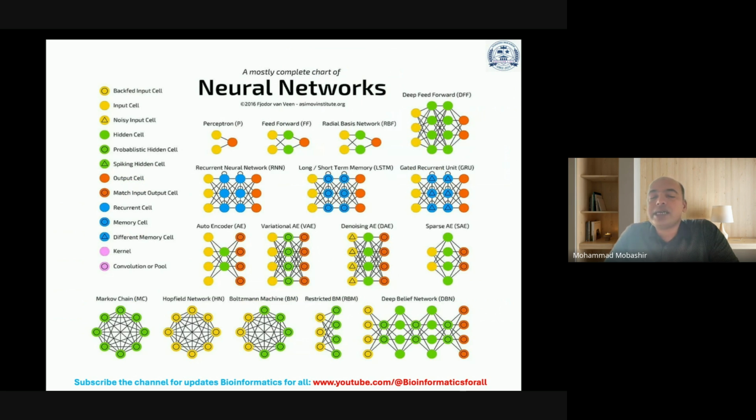And then it is like something input, noise, hidden cell, probability, output cell, recurrent cell, memory cell, different memory cell. So basically, if you are going to develop an algorithm, then you need to understand the types of neural networks. But if you are just going to implement it, then there are a number of ready-to-use software packages. Wherever you are working, you can access them.